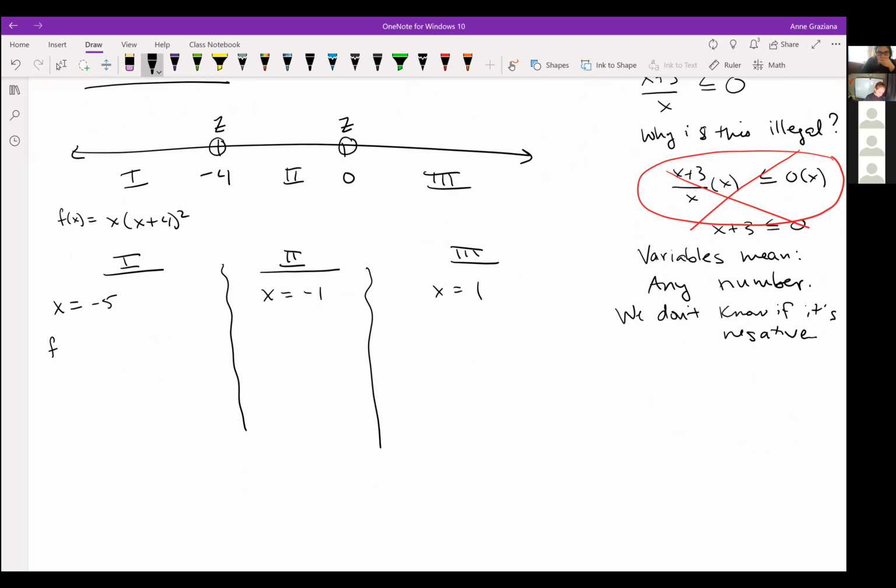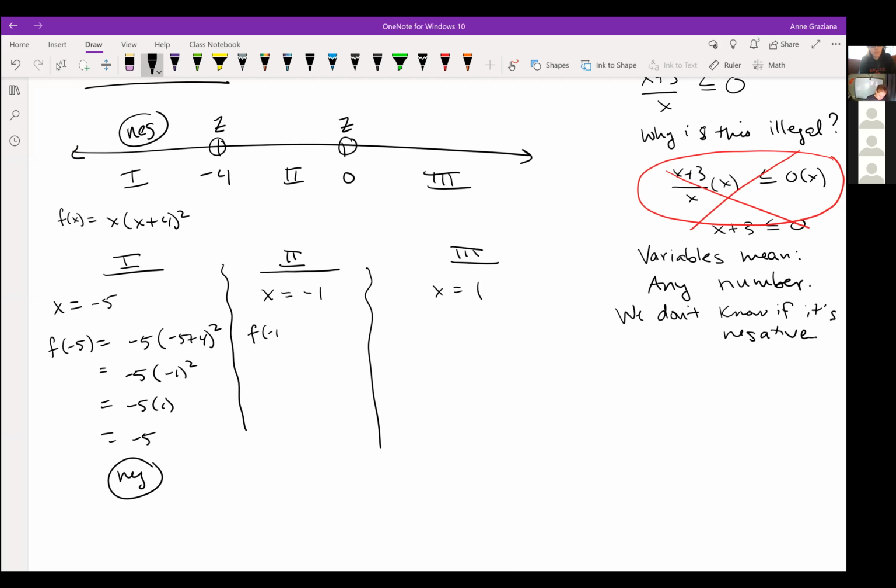So f of -5 is going to be -5 times -5 plus 4 squared. You guys get that this is the same function as above, right? It's the same as x cubed plus 8x squared plus 16x or whatever it was. Now, this is -5 times -1 squared, which is -5 times 1, which is -5. So it's negative. Any questions on that? All right, then we just repeat here and here.